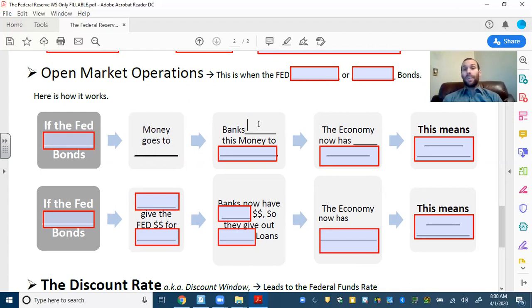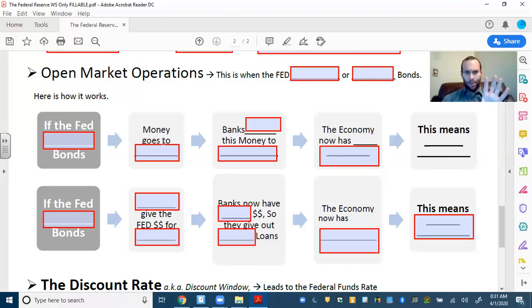Banks now, that's right, loan this money to consumers or households. So they loan this money to consumers and households. Now households and consumers have, well, money. So if households and consumers have more money, the economy now has more money. And if the economy now has more money, the money supply is increased. This means more inflation.